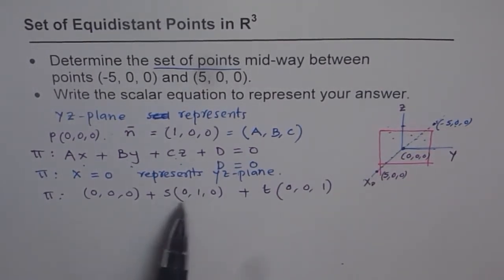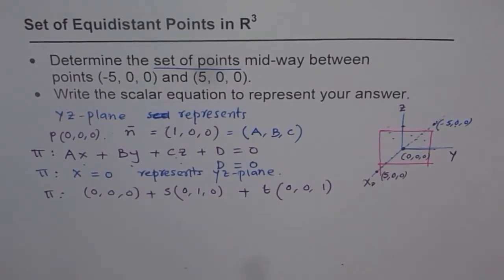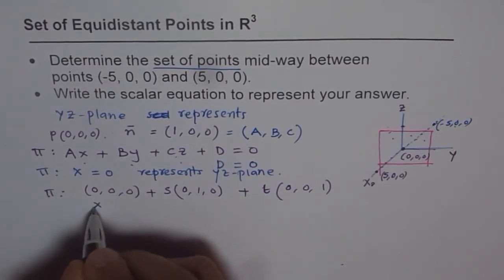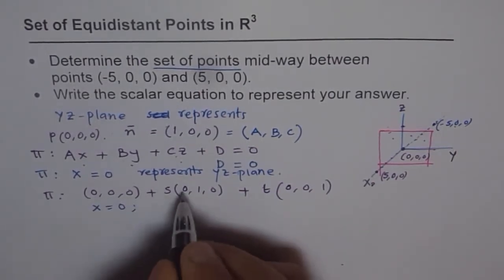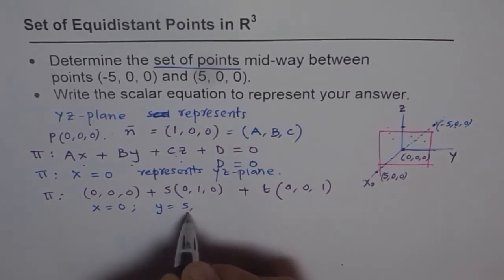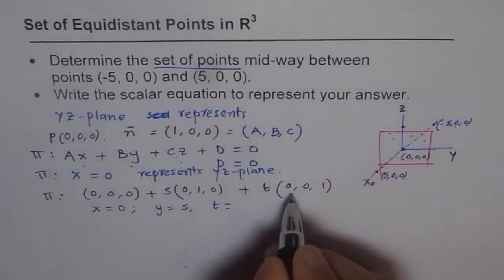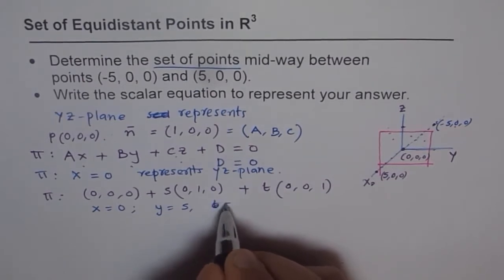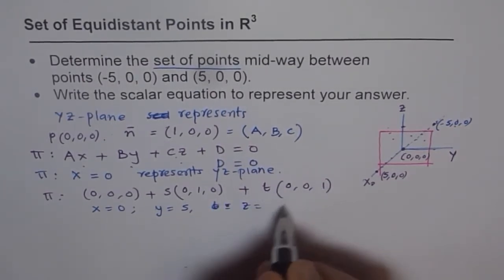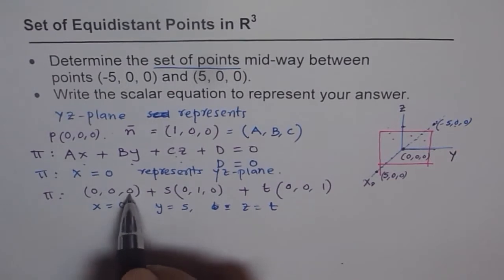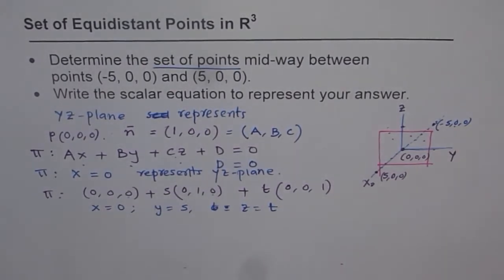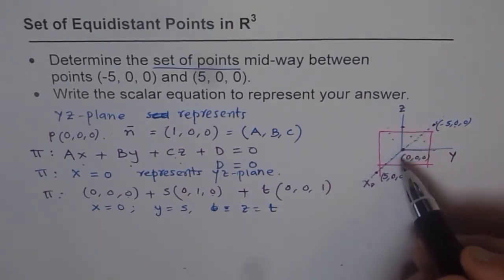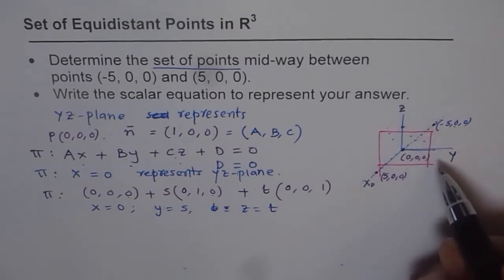Now if I write this in parametric form, I can write down what x is. From this equation, we get x equals 0, y equals s, and z equals t times 1. The other values are 0 for z, right? So we get the parametric form of this. As you can see, x equals 0 represents the plane yz, right?